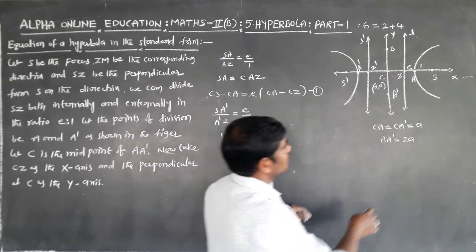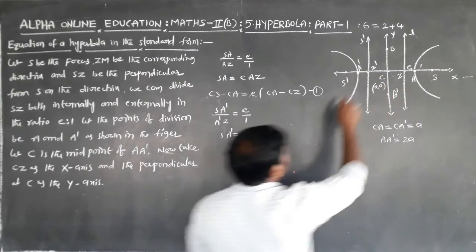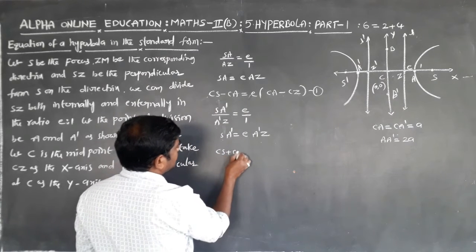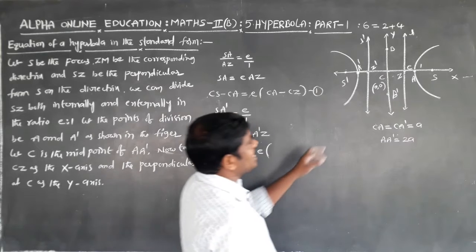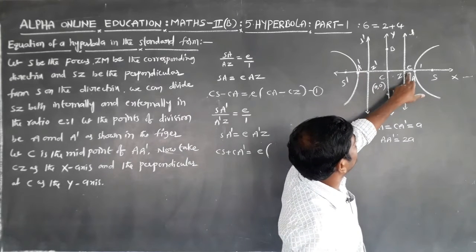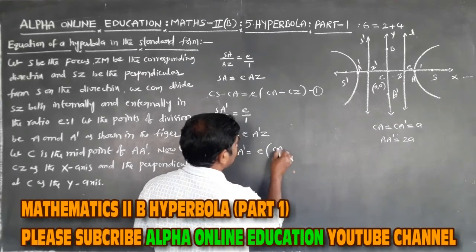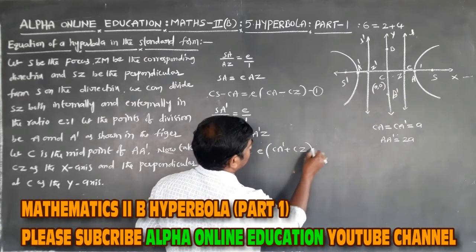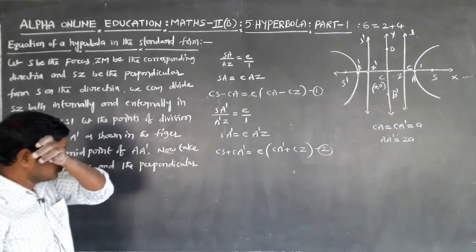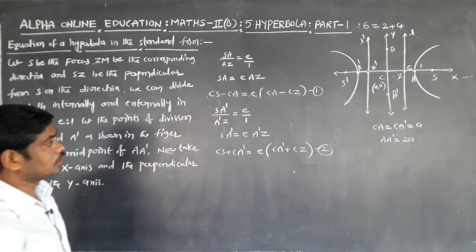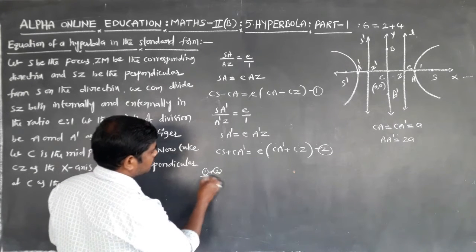SA dash equal to CS plus CA dash. CS plus CA dash equal to e into A dash Z. A dash Z equal to CA dash plus CZ. This is condition number 2. Now, first we add 1 and 2.